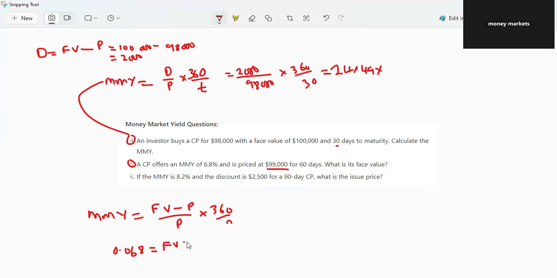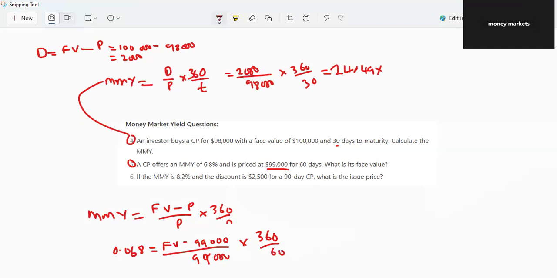The 99,000 is what? The price. So here we put 99,000 over 99,000 times 360 over the time, which is 60 days. So now I want to find a way of factoring that out.